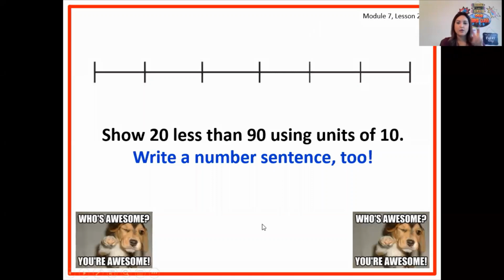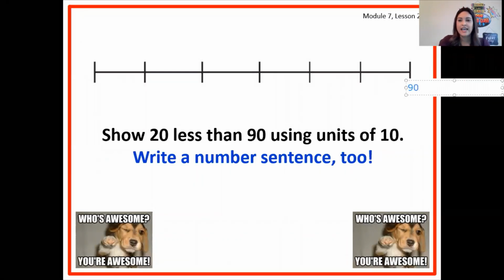Okay, so we're gonna practice that with 2 more problems. So this one and one more, because I want you to remember that if you show less, you start your endpoint on the right side. So it says show 20 less than 90 using units of 10. So this time each hash mark, each unit is gonna be of 10. And because we're gonna show less, that means that we have to start on my right side so the number can get smaller. We have to show 20 less and our units are of 10. So if you can do this by yourself, pause the video and do it, and then you can come back.